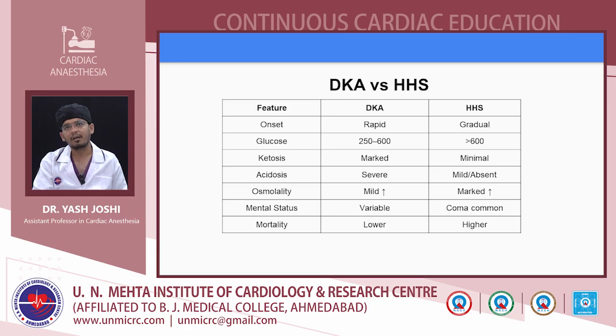HHS is another hyperglycemic emergency. Unlike DKA, here ketoacidosis is minimal because some insulin in the body is still present. This insulin is enough to suppress lipolysis and ketogenesis, but it is not enough to control the glucose. Therefore, there is severe hyperglycemia, which leads to raised osmolarity and extreme dehydration. Patients usually come with neurological symptoms like confusion and coma.